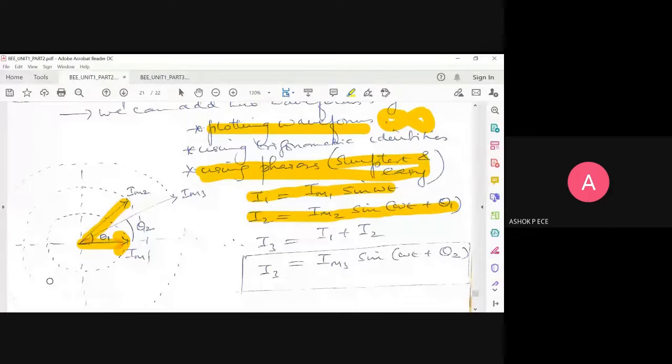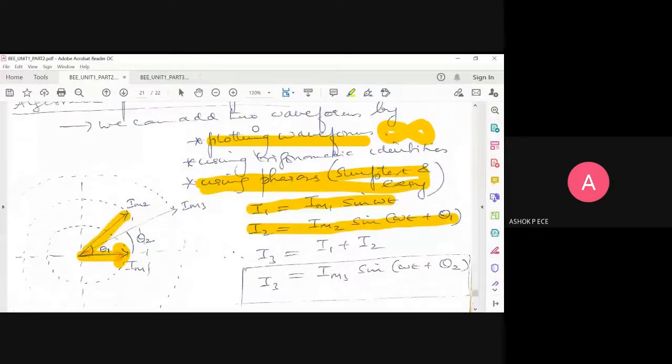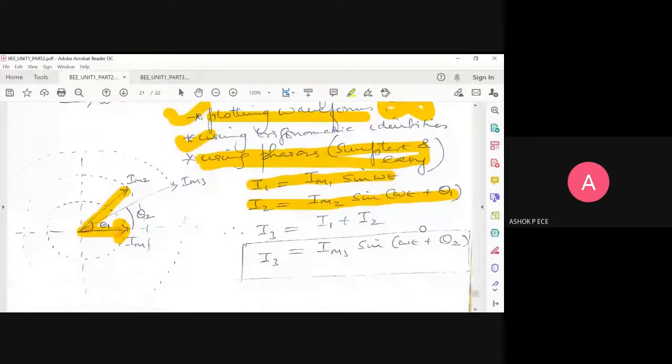So if I want to add these two signals, if you use the first method or second method, it's going to be very, very time consuming. If you use the third method, I can easily find the resultant of these Im1 and Im2. I'll get Im3 somewhere in between using vector logic, and I can easily measure the angle, which is going to be theta 2. So from the answer, I can write I3 equal to Im3 sine omega t plus theta 2. So adding the signals using phasors becomes very, very easy.